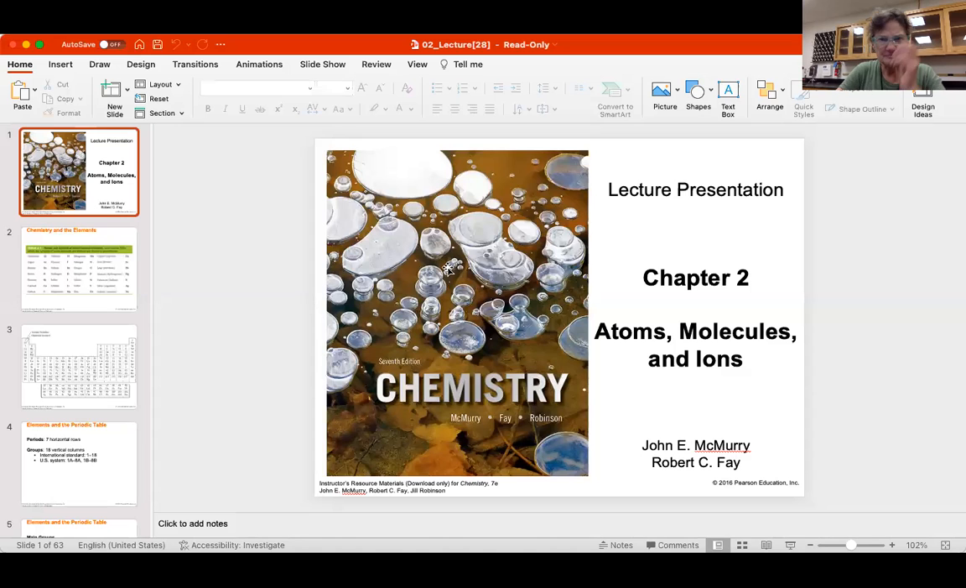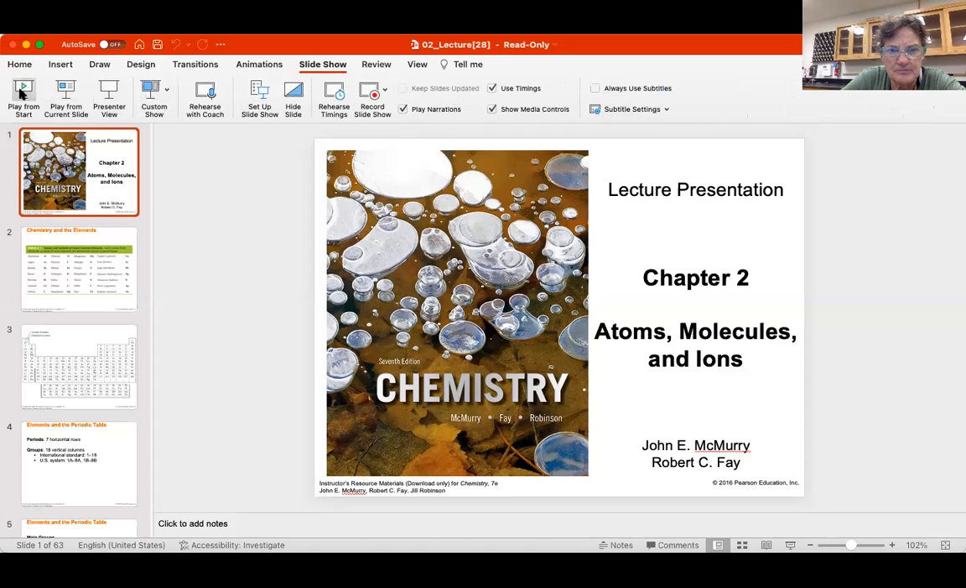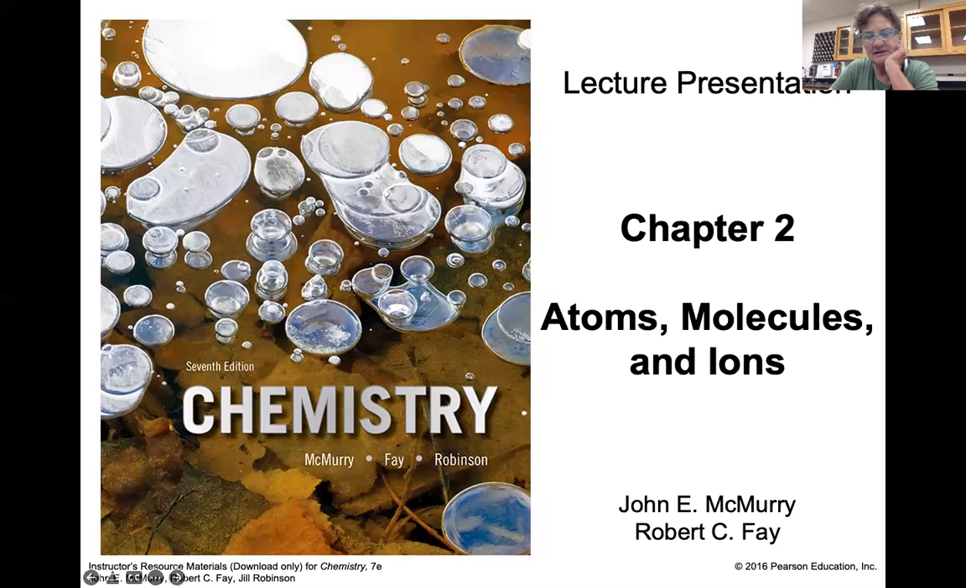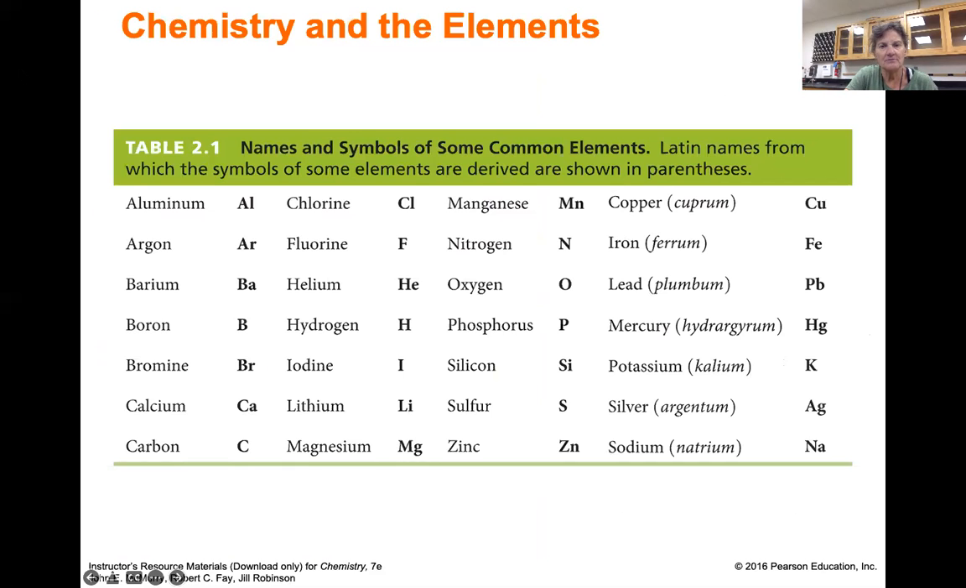So let me get my screen. Okay, so we're talking about atoms, molecules, and ions. I'll do this in 2 sections because it is a long chapter. I'll go through radioactivity and then we'll take a little break.